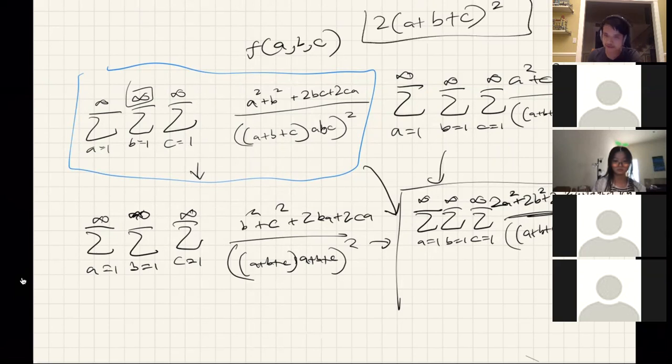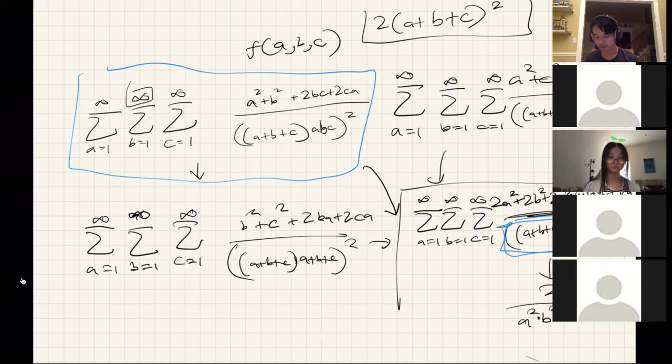So this numerator is going to factor exactly like 2 times (a plus b plus c) squared. The genius part of this is that the 2 times (a plus b plus c) squared is going to cancel exactly with the (a plus b plus c) squared in the denominator. So now we've simplified the summand to just 2 over a squared times b squared times c squared. We've simplified our very complicated looking summand to a much simpler looking summand.